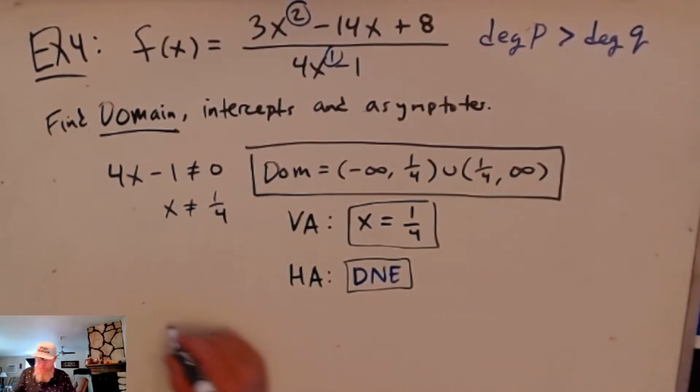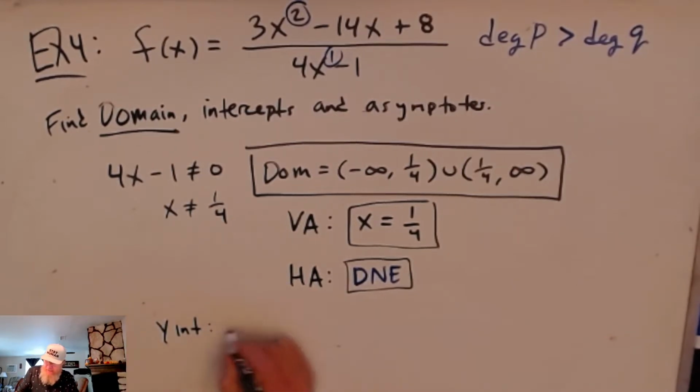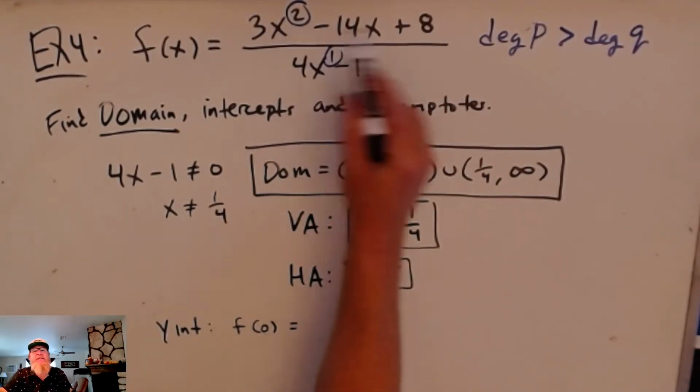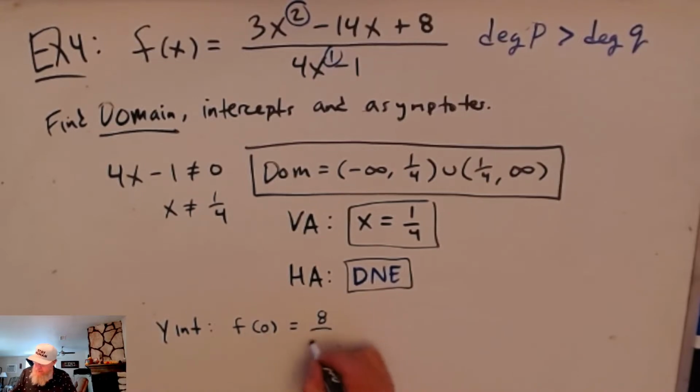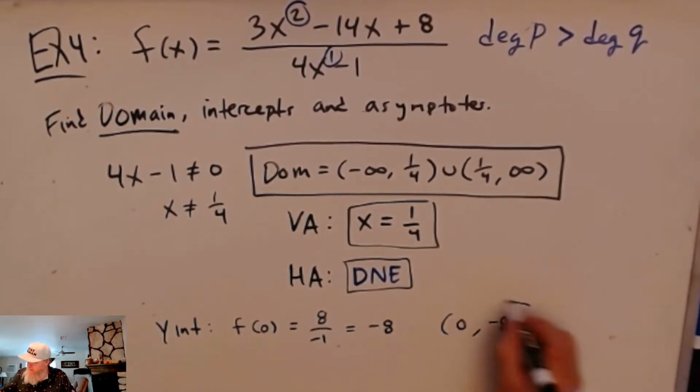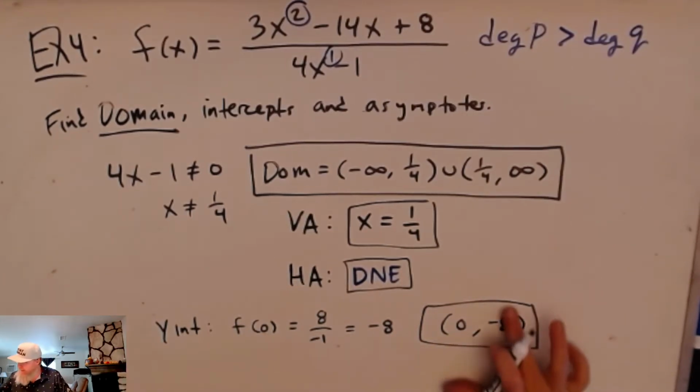Okay, let's do the y-intercept. Of course, that's the easier of the two intercepts. Just plug in 0. It kills all the x's, and you get 8 over -1, which is -8. So your y-intercept is 0, -8.